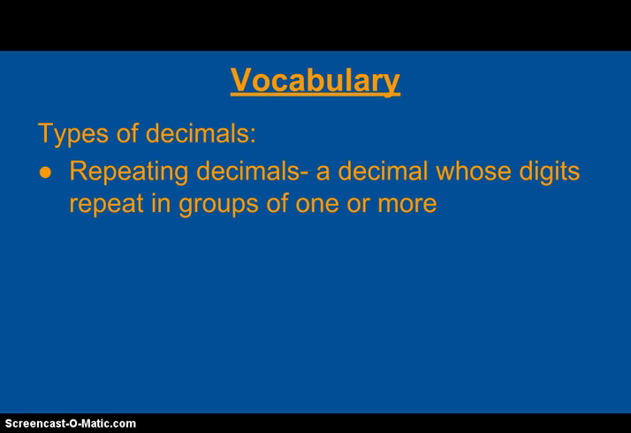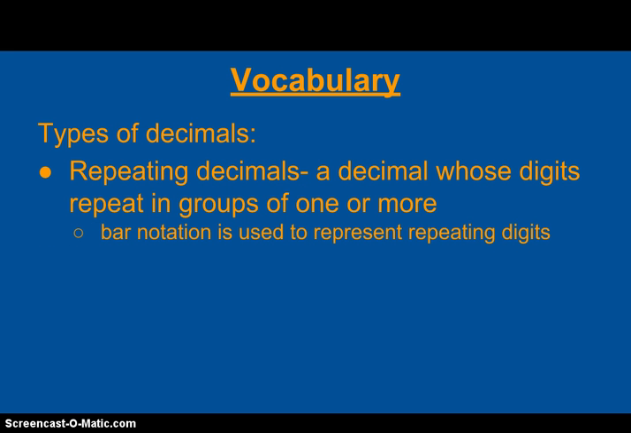Last year we saw and used some repeating decimals. When we have a repeating decimal, we use what's called bar notation to represent the repeating digits. We draw a little bar above the numbers that are going to repeat in our decimal. Without that bar, nobody will know that that number is supposed to be repeating, and that's a very important thing.